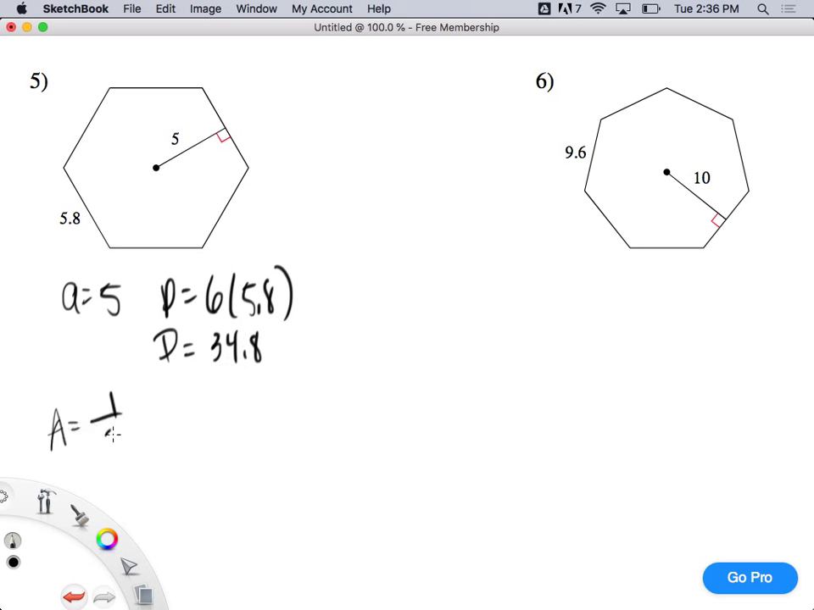Area equals 1/2. The apothem is 5 times the perimeter is 34.8. So the area equals 34.8 times 5 divided by 2, which is 87. Wait, you're putting different stuff, but we're still getting the same answer. Yeah, I'm just doing it in my calculator differently.